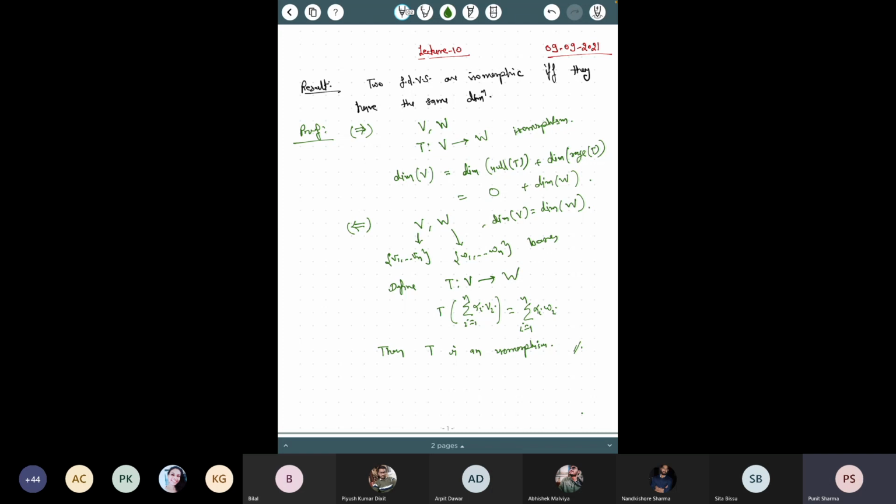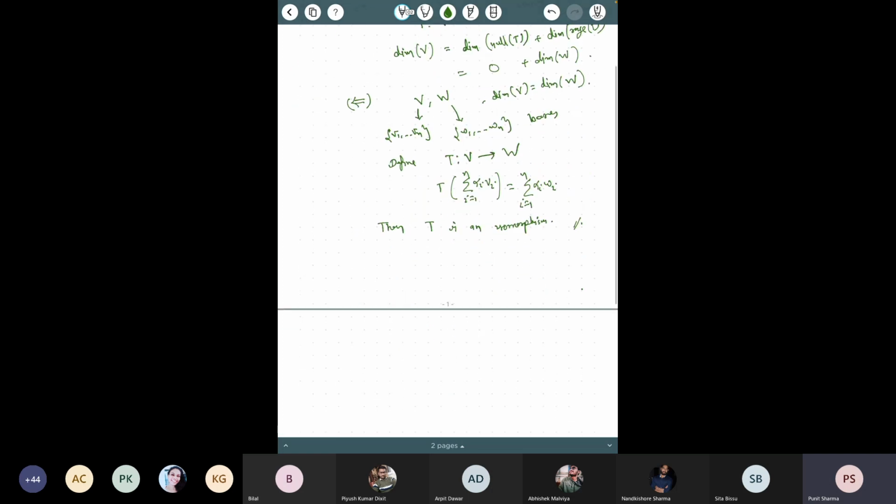So now using this result, we consider the set of all linear transformations from a finite dimensional vector space V to another finite dimensional vector space W. Suppose V and W are finite dimensional, then we collect all the linear transformations from V to W, and we call this set L(V, W). Using the result just stated, we will show that this is finite dimensional.